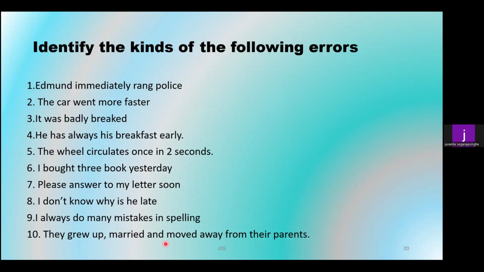Got married. Oh, good. They grew up, got married, and moved away from their parents. You can't say just married. Colloquially, it sounds okay, but in the written form, it should be got married and went away from their parents, right? So that is about the error correction.